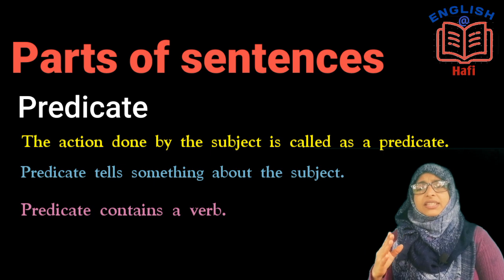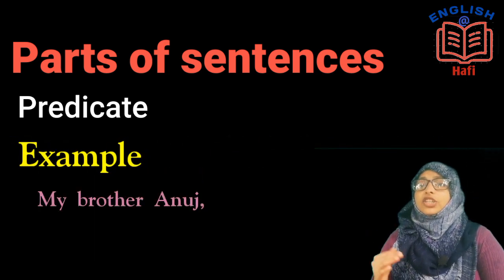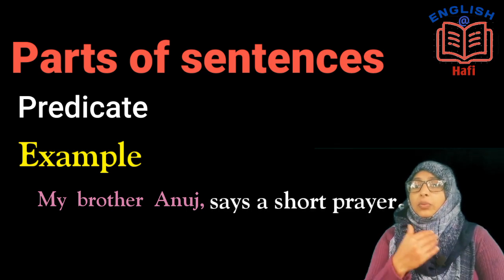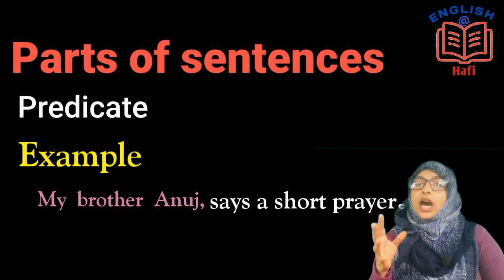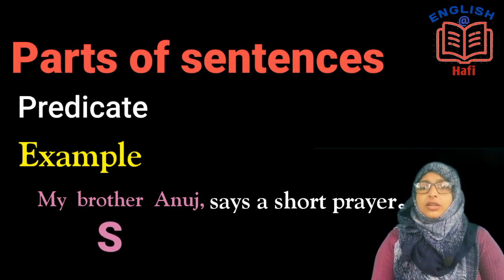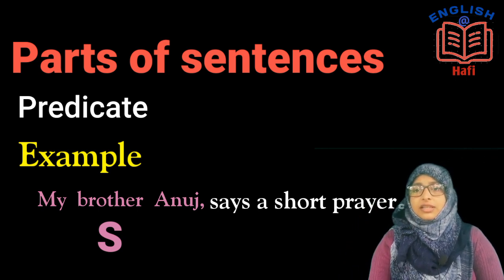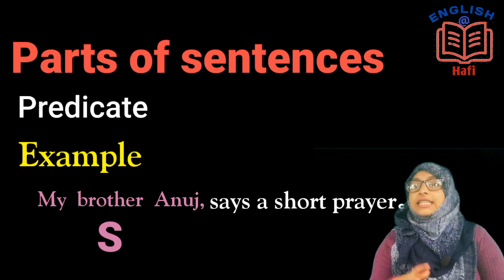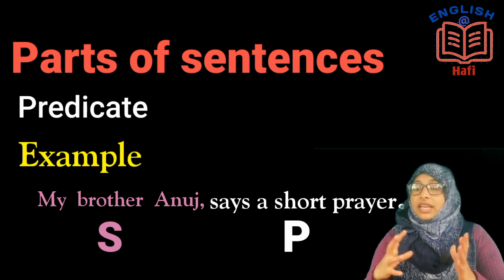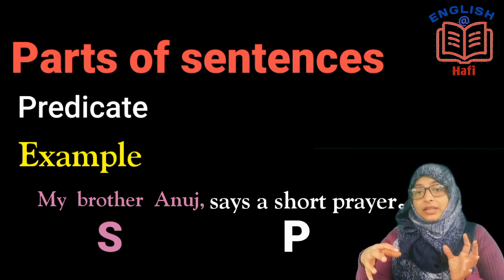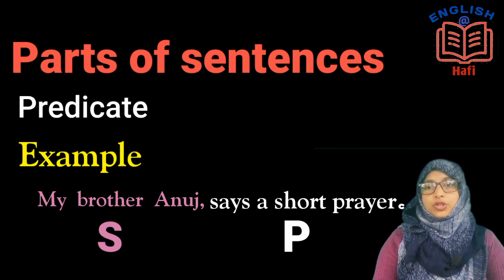The same example, we can see the same example. My brother Anuj says a short prayer. So already we learned who says a short prayer. So here my brother Anuj becomes the subject. So actually what is the action done by the subject here? Saying a short prayer. So here says a short prayer becomes a predicate. So says a short prayer is something that says about the subject my brother Anuj.